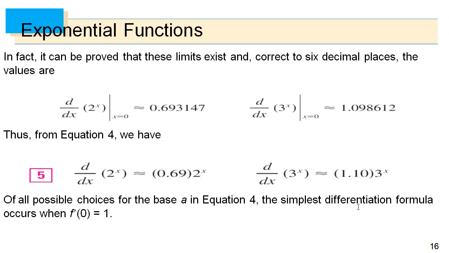Well, the fact is, it can be proven that these two limits exist, and that they're roughly these two numbers. And from that, we can round even further, unfortunately, and say that the derivative of 2 to the x is roughly equivalent to 0.69 times 2 to the x. The derivative of 3 to the x is roughly equivalent to 1.10 times 3 to the x. I would have rounded to 1.099 or something, but it depends on how many digits you want to go to.